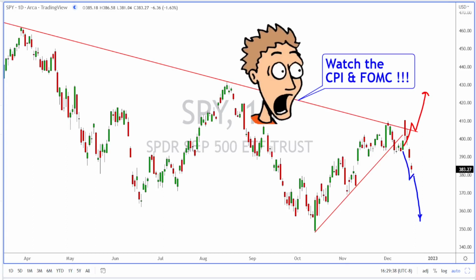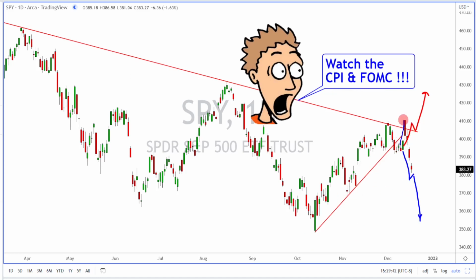You might recall this image that I put up last week, where we were looking for the market to either come up to this 410 area on a positive reaction from the CPI or the FOMC announcement, or, on a negative reaction, come down and essentially try to fill this gap and work toward this October low. And as you can see, we saw price action in both directions.